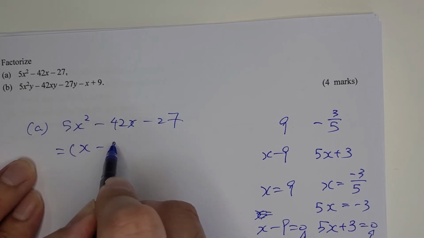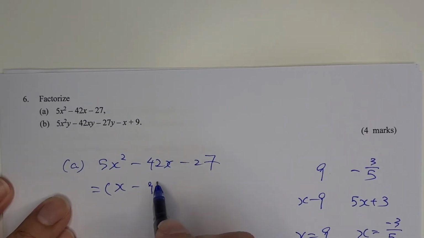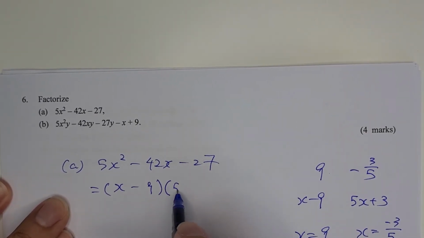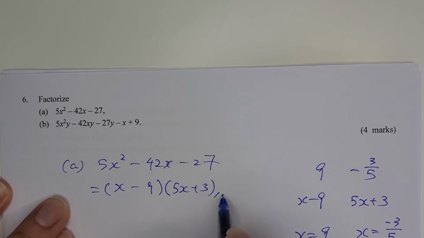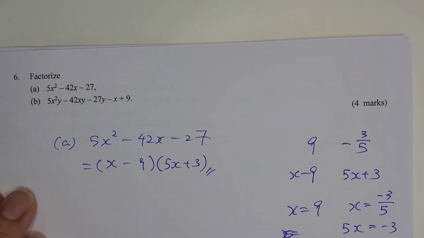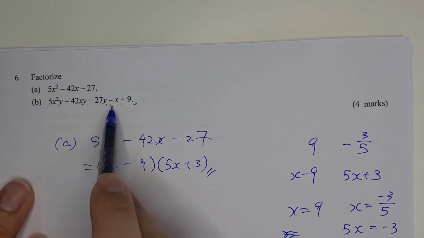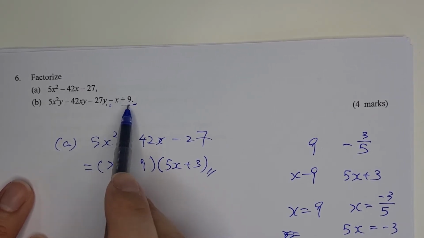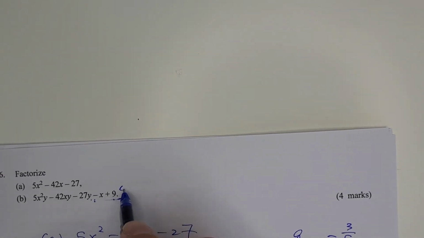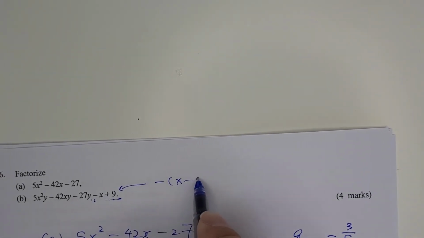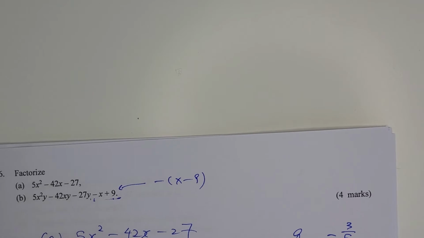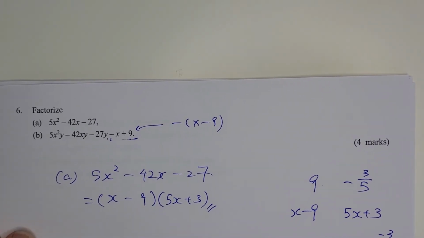x minus 9 times 5x plus 3. So that's finished part A. Or you can look at part B. In part B, there are terms negative x plus 9. That means there's a big hint to check. You need to consider a factor x minus 9. Okay, that's also a hint.